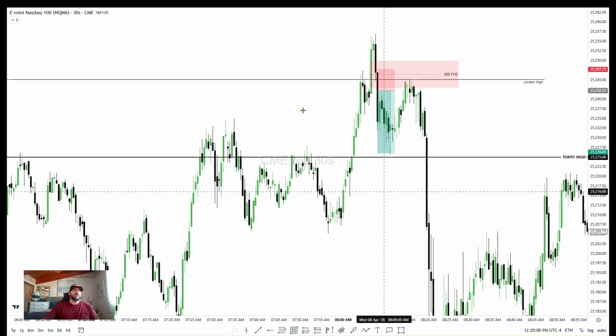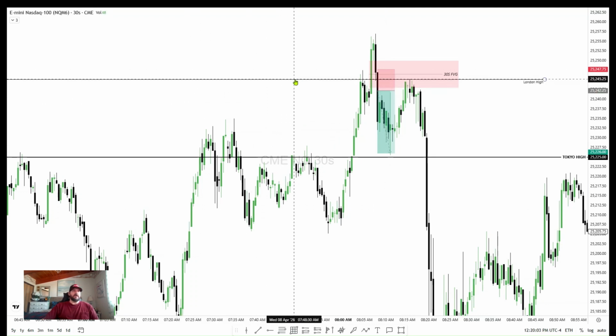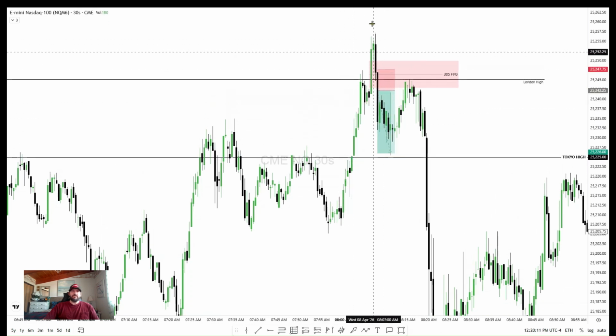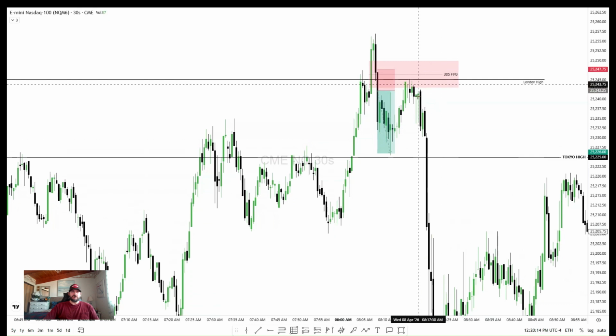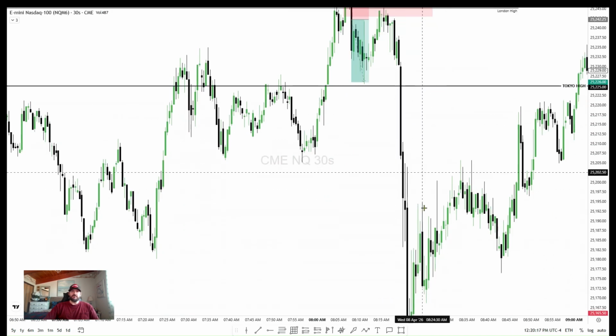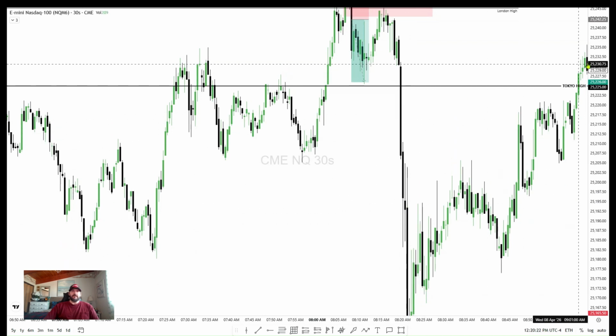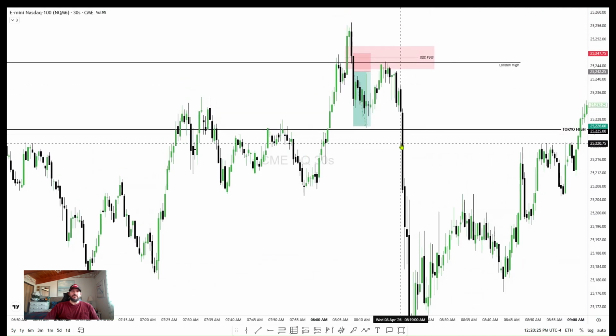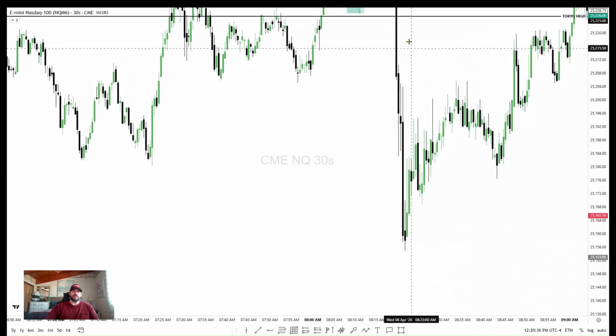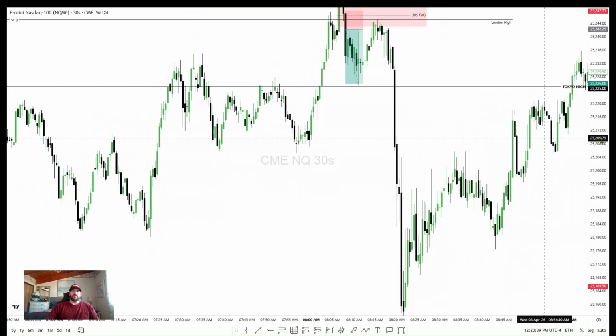So at that time, this was London High right here, so I had that marked out. I mentioned that I could see price going up, sweeping London High, reversing, and coming down to Tokyo High, and then eventually going down lower. I didn't think this was going to happen in pre-market, but it did, and that was because of news. News came out around this time. They were on the news talking about the war. I think Trump tweeted as well. So that's why we saw this huge dump before the market even opened today.